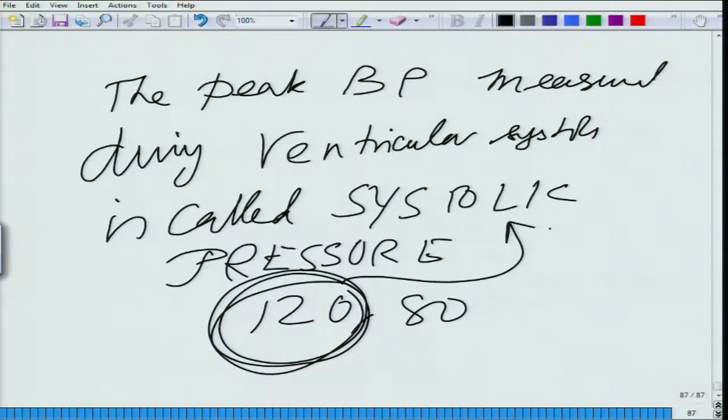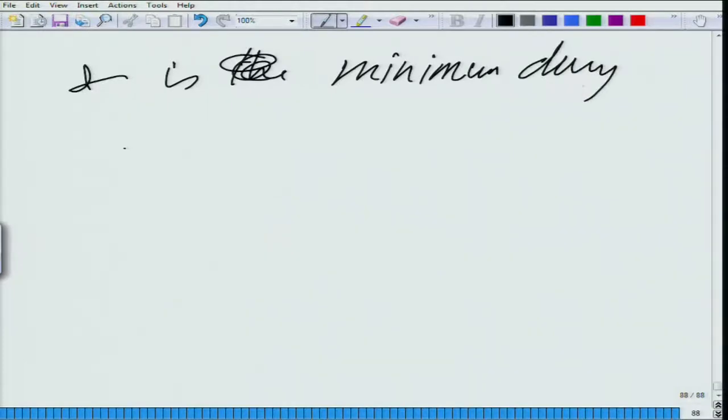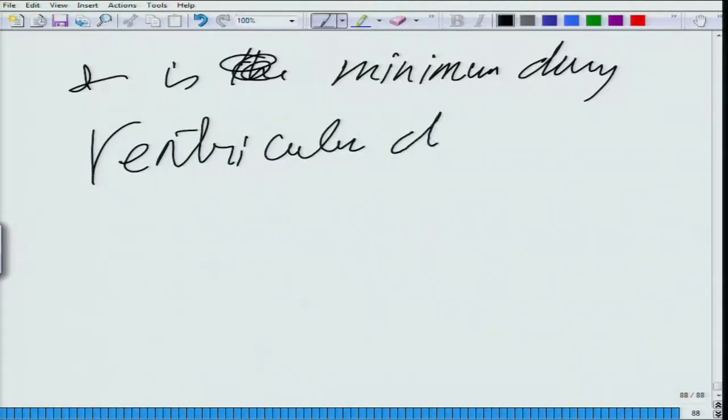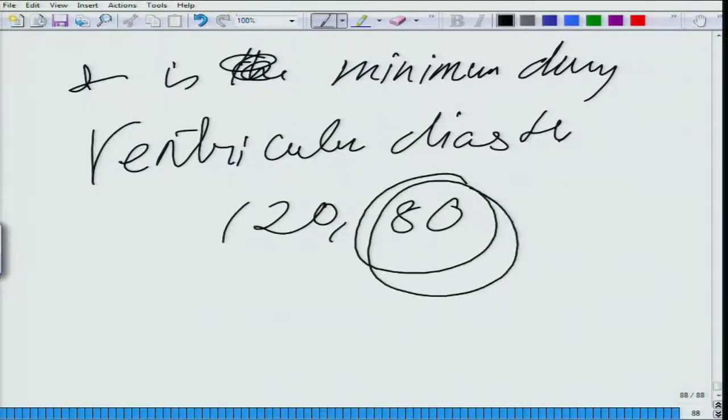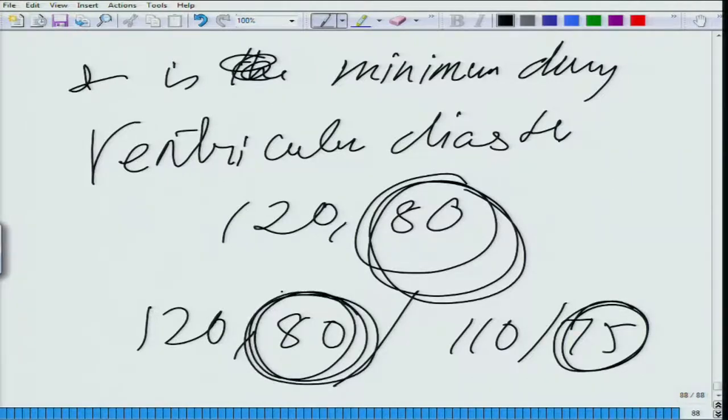The systolic pressure is that 120, and diastolic pressure is minimum during ventricular diastole. So, 120 by 80, what you see, this 80 is the one when the diastole is taking place. So, it could be 120 to 80, it could be 110 to 75. So, these are all the diastolic regime.